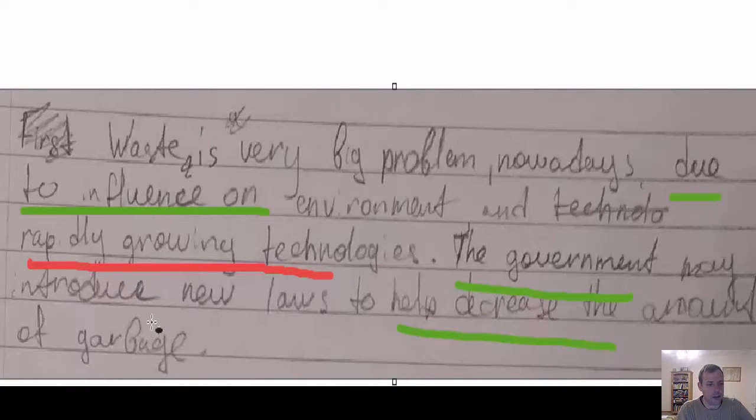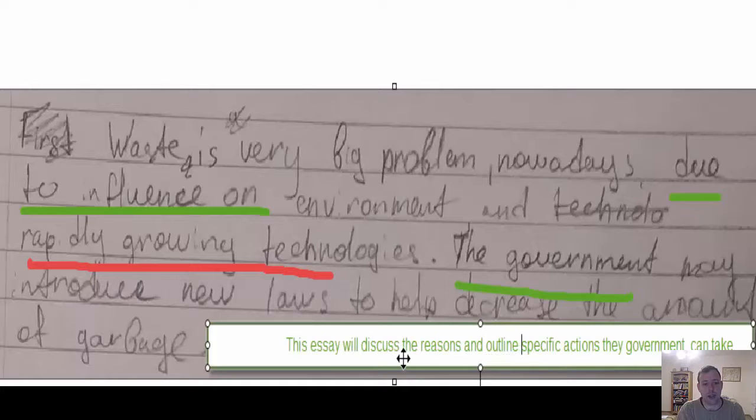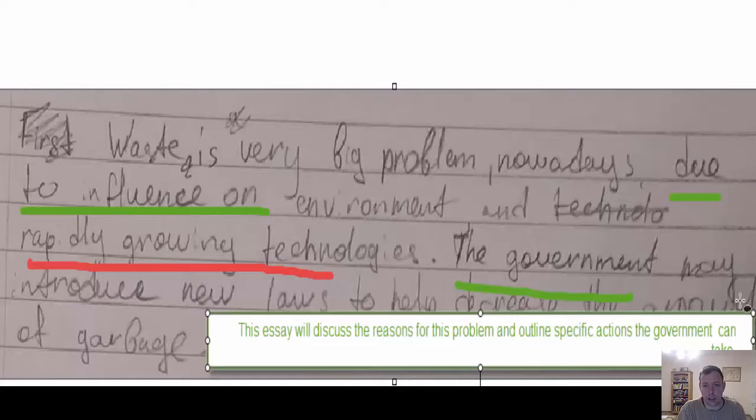The government may introduce. So I think to make this a little bit better, they should have one more sentence there. You know, this essay will discuss the reasons and specific actions the government can take. So something like that. You've got the government may introduce new laws. There's already specific. We'll discuss the reasons and outline. There we go. Discuss the reasons and outline specific actions the government can take. Okay, maybe because, you know, for this problem, something like that.